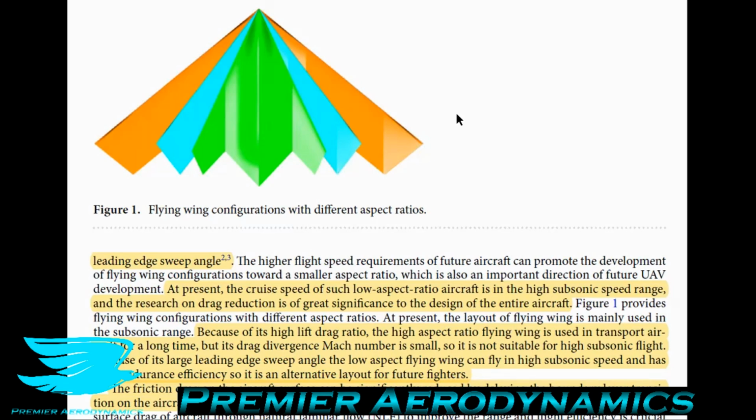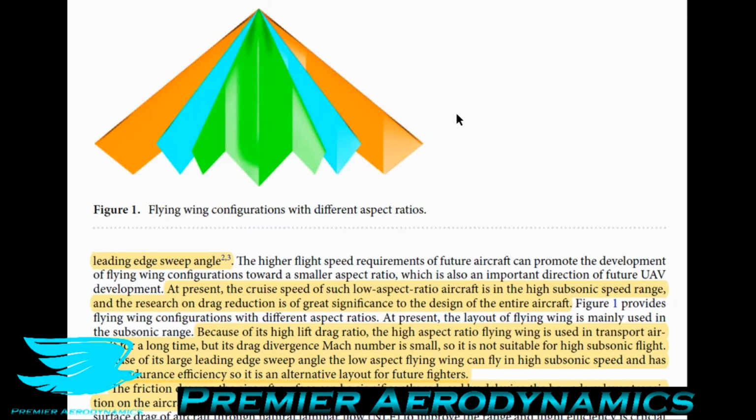So at present, the cruise speed of such low aspect ratio aircraft is in the high subsonic speed range, and the research on drag reduction is of great significance to the design of the entire aircraft. Because of its high lift to drag ratio, the high aspect ratio flying wing has been used in transport aircraft for a long time, but its drag divergence Mach number is small, so it is not suitable for high subsonic flight. So there's a lot in that.